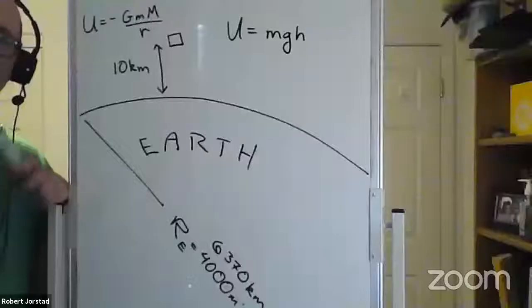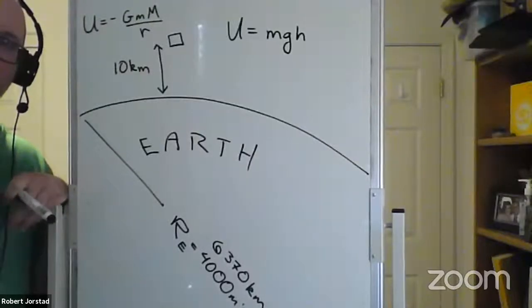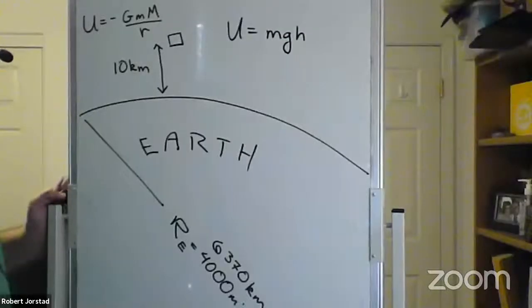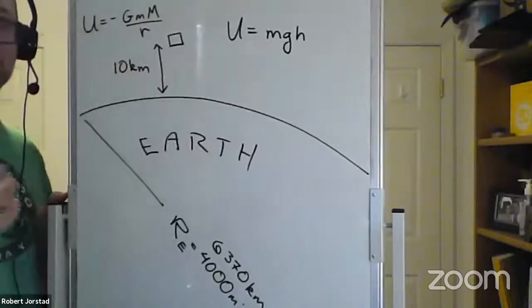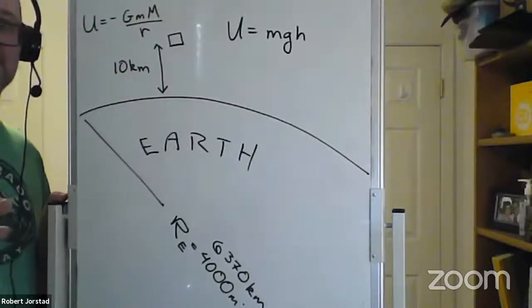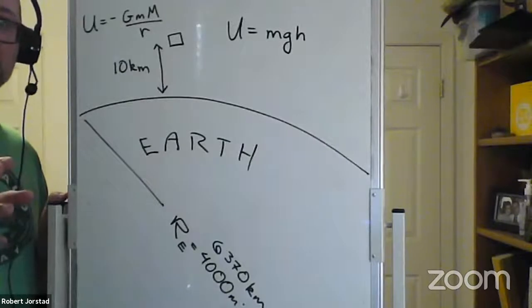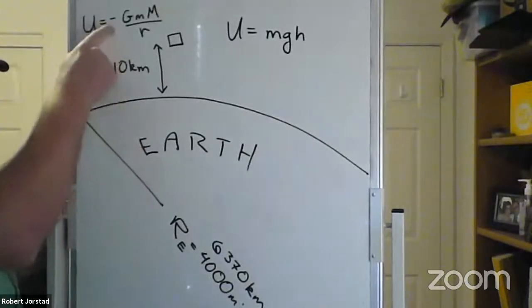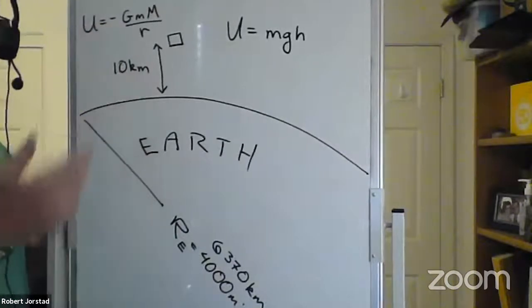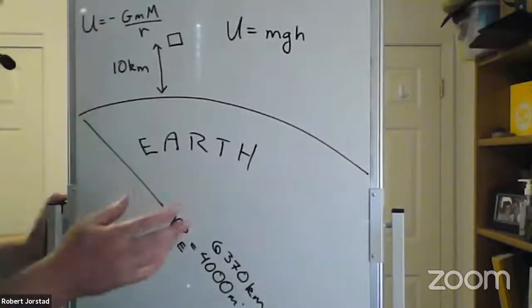The short answer is you should be able to use either one. At first, you're like, dude, you're telling me if I plug in the numbers for this equation and that equation, I'm going to get the same answer? Yes. And it looks wildly messed up. It looks like there's no way. This has got a negative sign. It's 1 over r. What? I don't believe you, Jorstad.